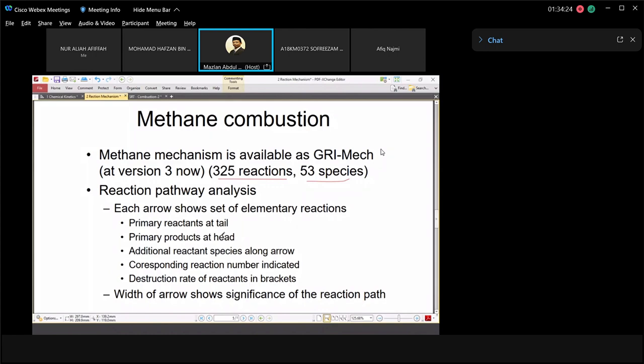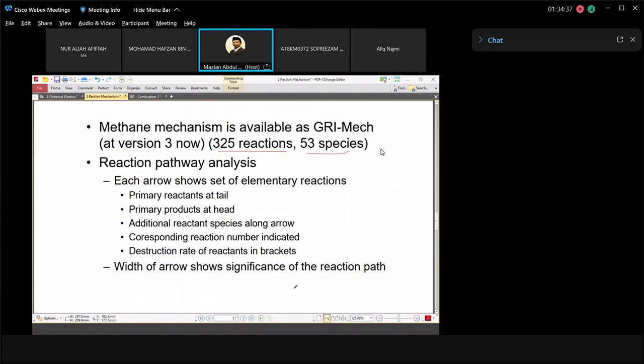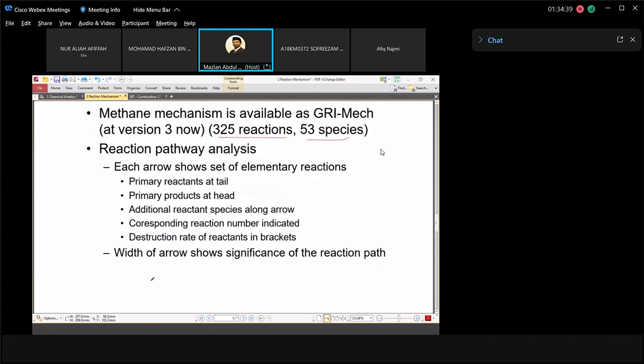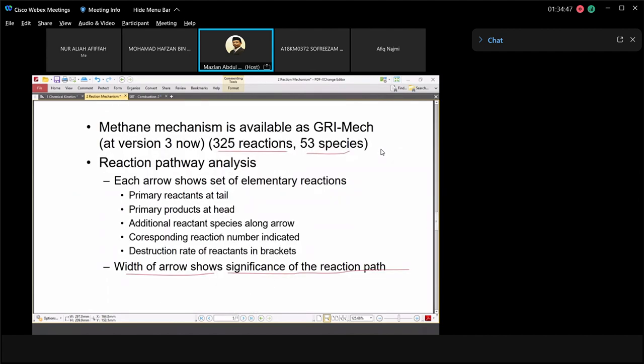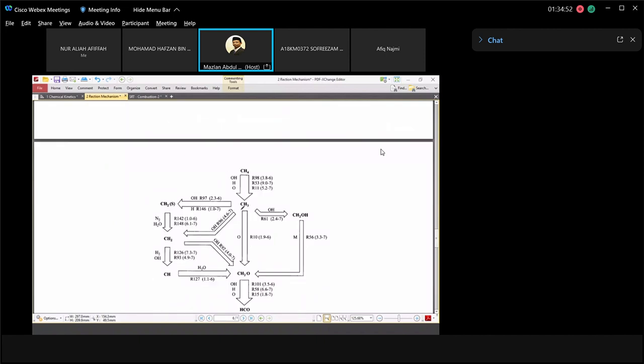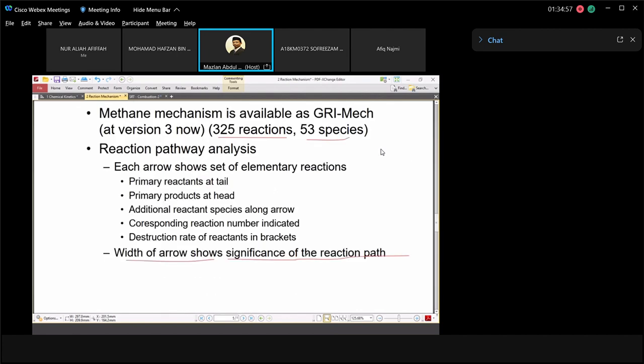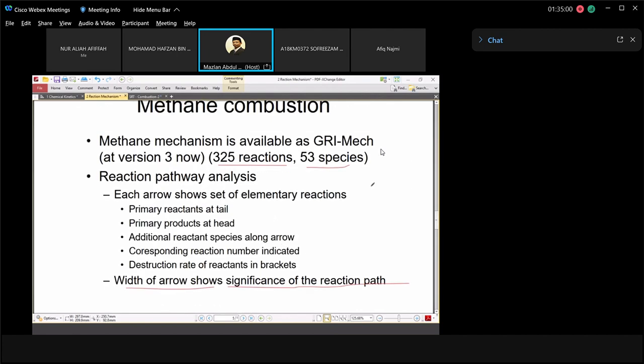Each arrow shows a set of elementary reactions, with the primary reactant at the tail and the primary product at the head. Additional reactant species are along the arrow, the corresponding reaction number is indicated, and the destruction rate of the reactant is in brackets. The width of the arrow shows the significance of the reaction path. Which one is more important than the other? Each arrow shows a set of elementary reactions.